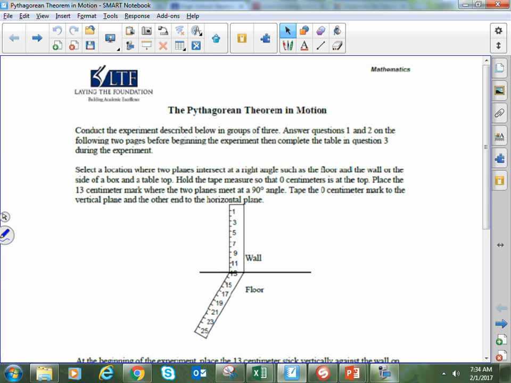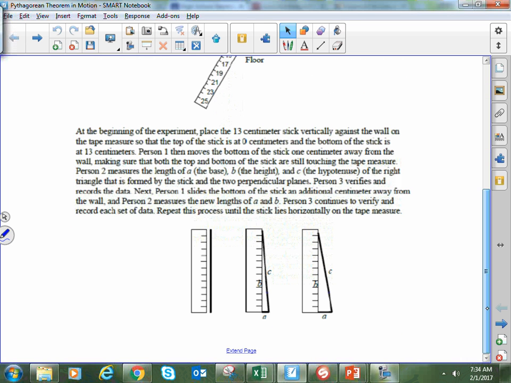Now, the lesson itself is asking you to take a pre-measured stick that is 13 centimeters long and place it up against a wall. And it looks kind of like the diagram that we see down here in the bottom, where you start with the stick up against the wall, so you don't even have a triangle really. And then every 10 seconds, the bottom of the stick moves 1 centimeter further away from the wall than it did the first 10 seconds.